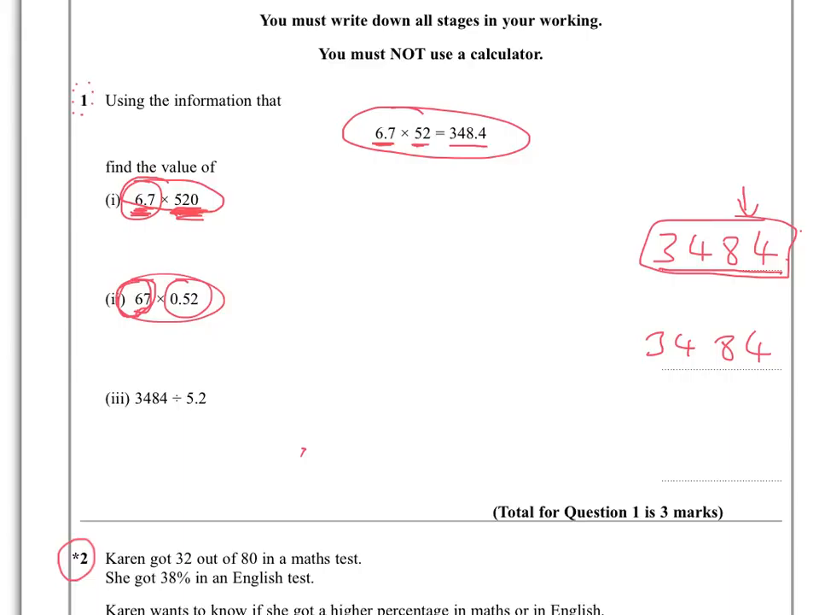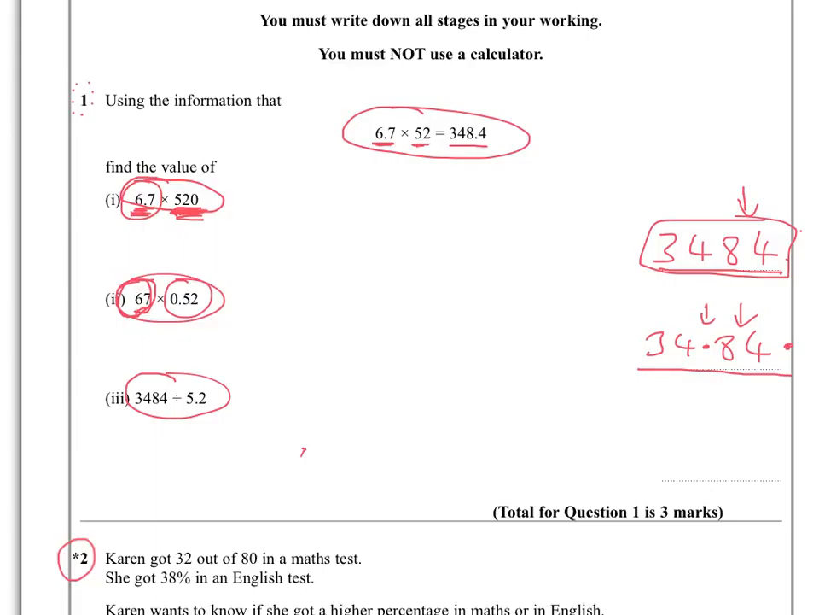So let's go to our answer. Where do we put the decimal point? Well, put the decimal point here, 3,484. That's definitely too big. If we put it in here, we'd have an answer of 348 and a bit. Well, that's too big. So putting the decimal point in here, 34.84 is the right size answer to what we're looking for there.